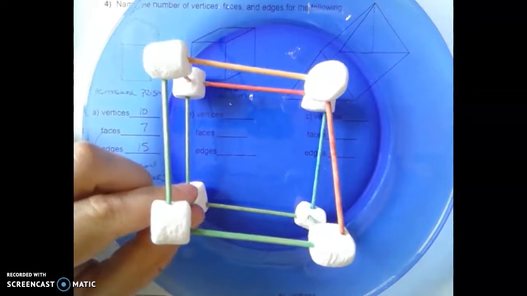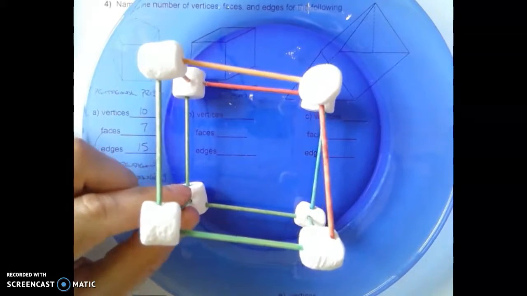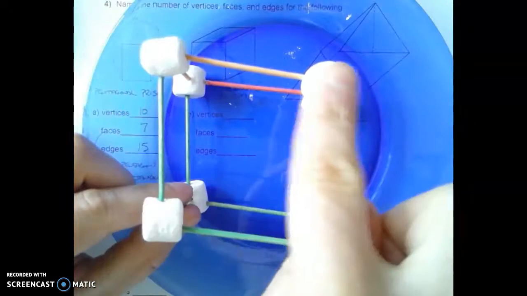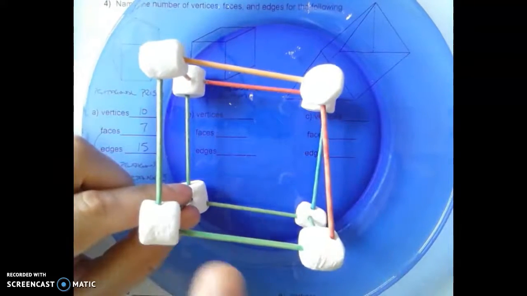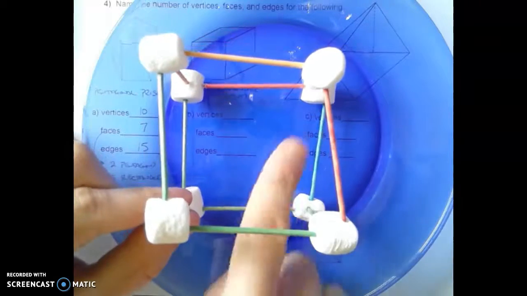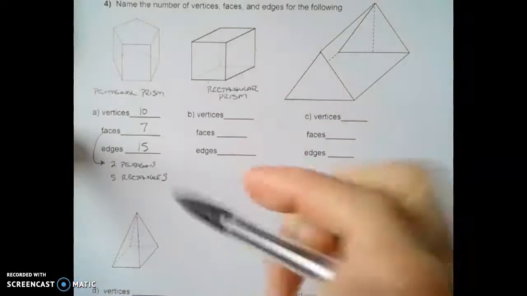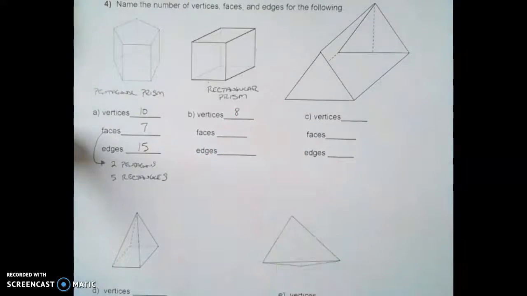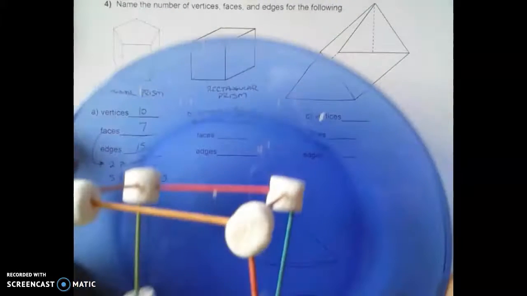So let's start with the vertices. Again, the corners, that's your marshmallows. I have 1, 2, 3, 4 on the top, 1, 2, 3, 4 on the bottom, so that's going to be a total of 8 vertices. Okay, the edges are the toothpicks, so let's take a look at those.